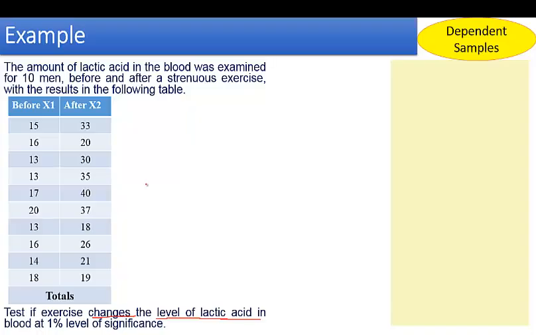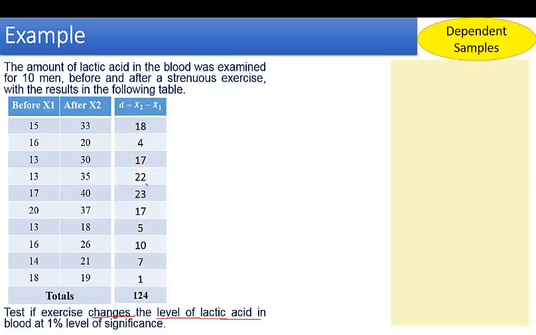So first of all, in case of dependent samples, what we need to do is to take the difference of both samples. This is a really important step to start with. Take the difference of your samples, after minus before, and we see the difference like this: 33 minus 15 equals 18. So this is how we will take all 10 differences. After taking the difference, we sum the differences, that is 124. We will take its mean. Now this is the mean of difference, 124 divided by 10, 12.4.